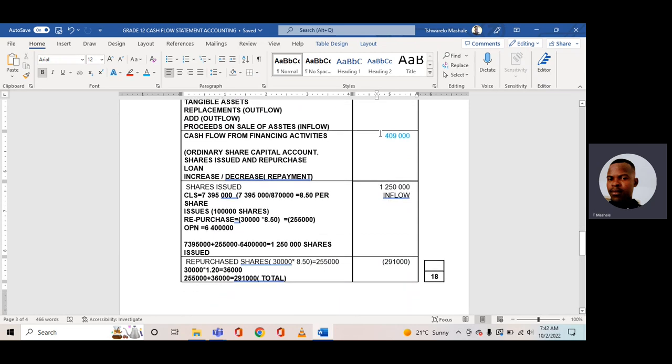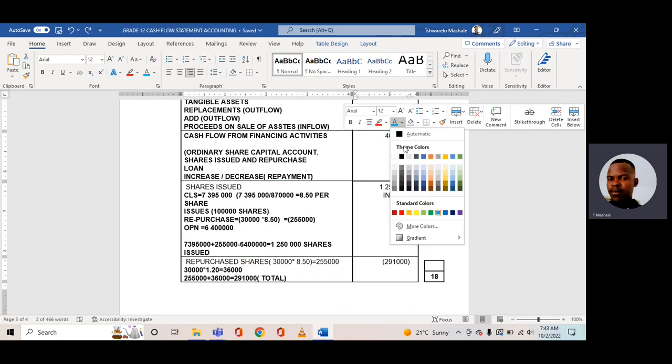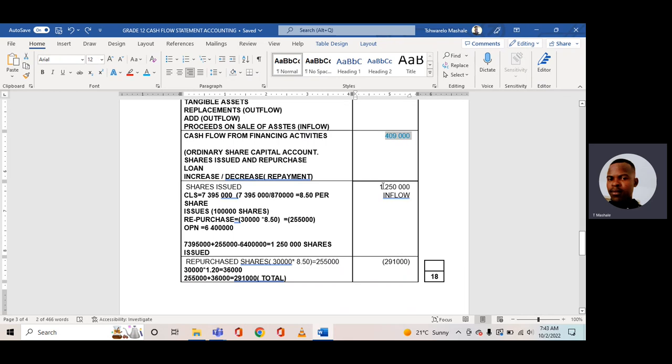You have calculated your financing activity, and you have got this amount of shares issued and this amount here of repurchased shares. And you know that to get this amount here, you must add these three. So this amount here will always be a principal mark because you have added those three amounts. You've shown the calculation already. To get this amount, I have added the three. So when you add this amount, let me just use this one.